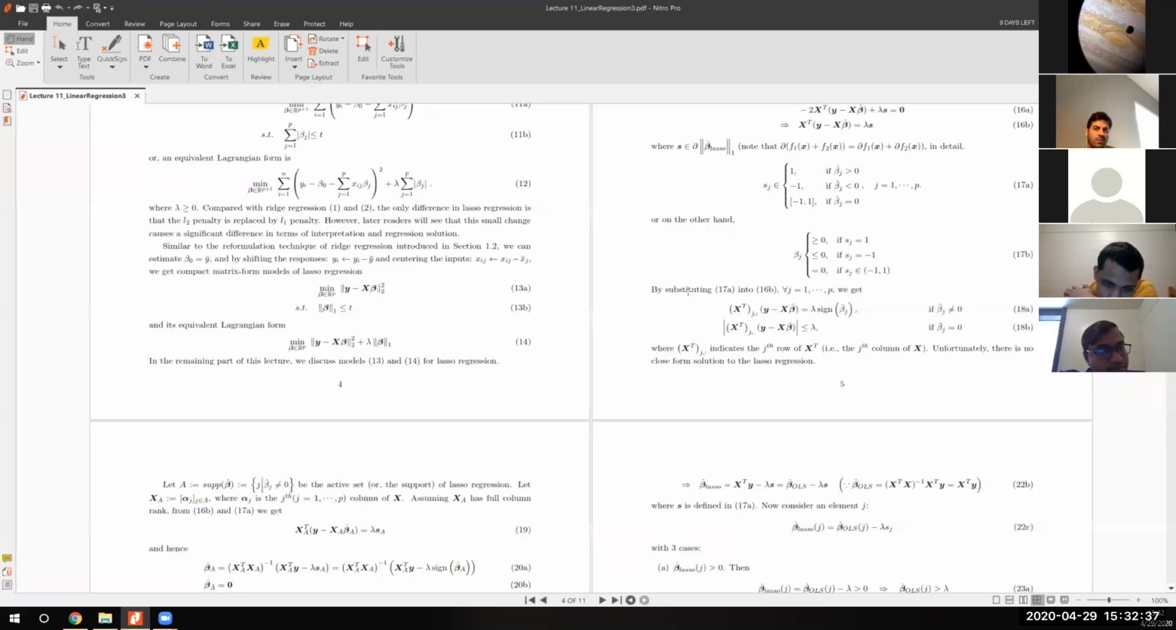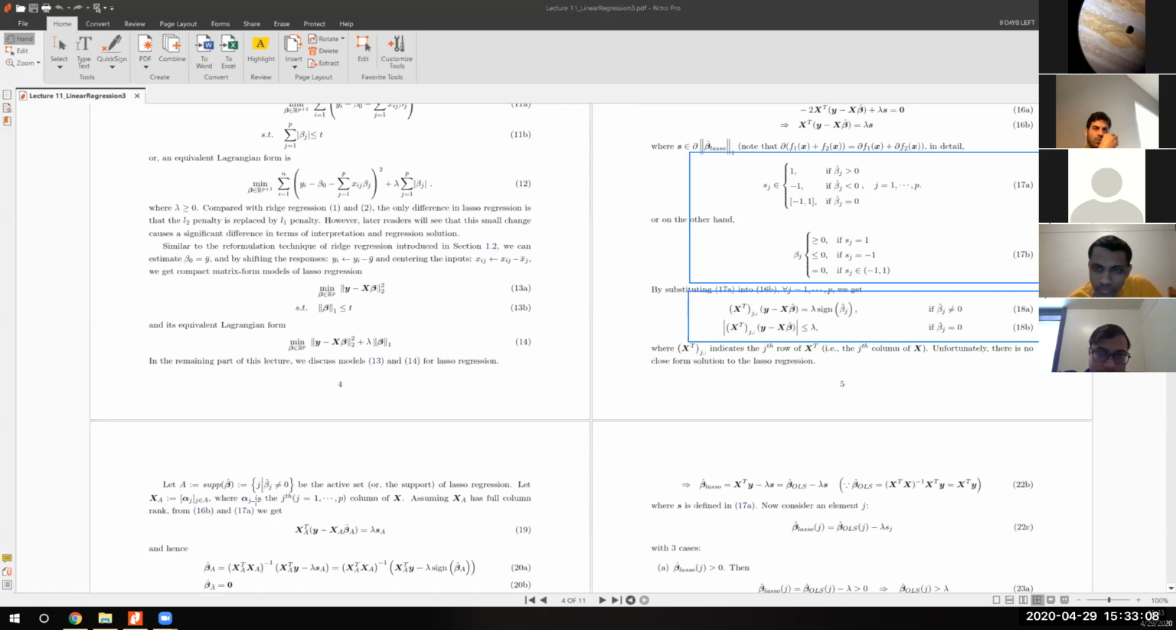Because of this. See here? From here and here, from 17 to 18, you can clearly see. I do need to discuss whether beta J is 0 or not, because the subgradient gives me the big difference. If beta J is not 0, then it's differentiable. If it's differentiable, you can play whatever you like. It's more like a ridge. But if beta J equals 0, it's not differentiable, and hence you're going to have 18b instead of 18a.